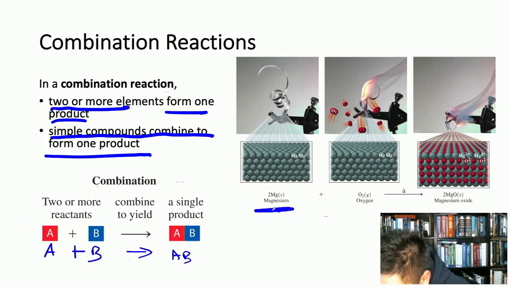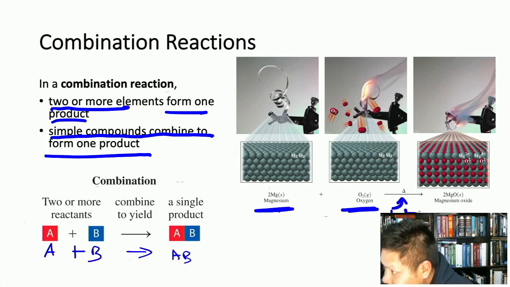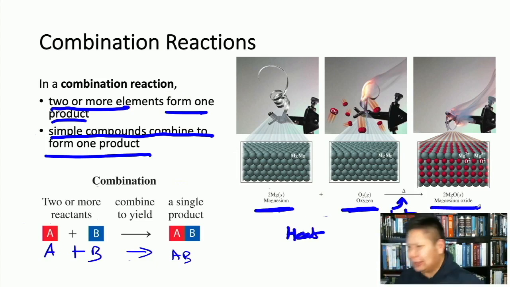We've got magnesium solid here, and it's reacting with oxygen gas with some heat applied. Don't forget about the triangle, which means heat, right? You can't see what I wrote there. Sorry, my head's in the way. Heat. There we go. And then it gives us magnesium oxide. Now that's the quintessential combination reaction. Pretty simple.